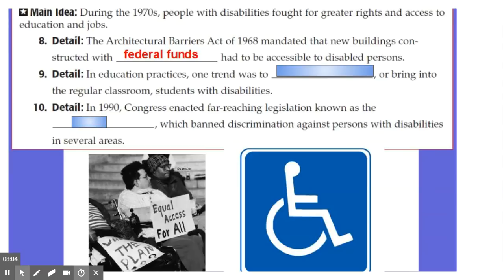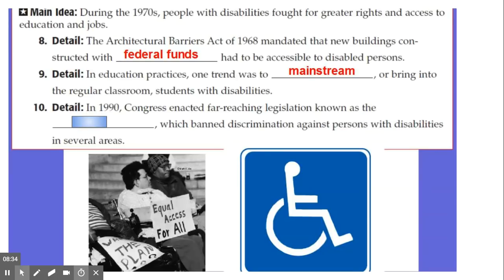Number 9, in educational practices, one trend was to mainstream, or bring into the regular classroom, students with disabilities. Most schools have programs for remediation and special education, but the goal of mainstreaming is to have a student who might have a disability be with their regular peers as much as possible and not isolated from them.